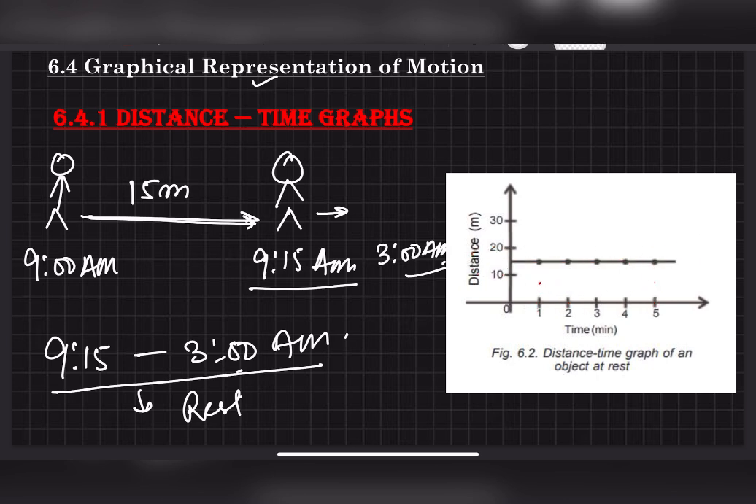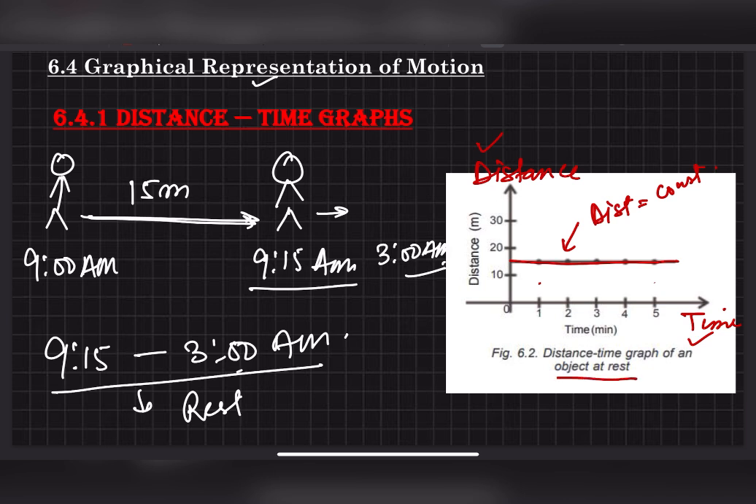This is the graph. Okay, so what is this? This is distance. What is this? This is time. Okay, distance, time. This is how you draw a graph, the graph between distance and time. Distance is not changing, distance is constant. If distance is constant, that means the object is at rest. This is the graph.